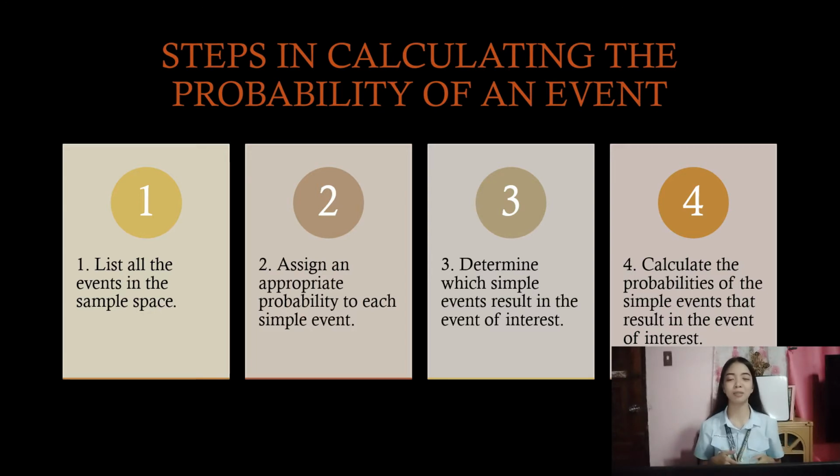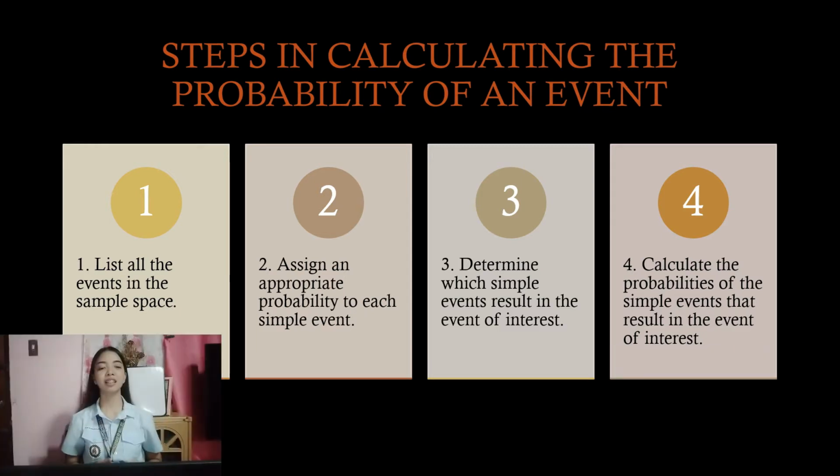Third, determine which simple events result in the event of interest. Then calculate the probabilities of the simple events that result in the event of interest. Here we should be careful not to forget anything, because we might miss something that will make our result or probability unrealistic.